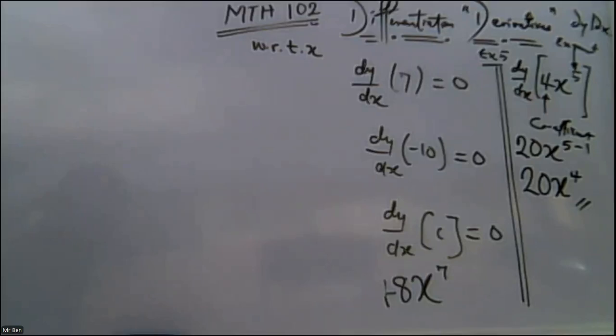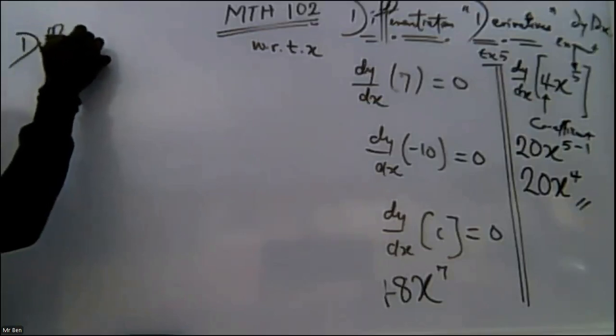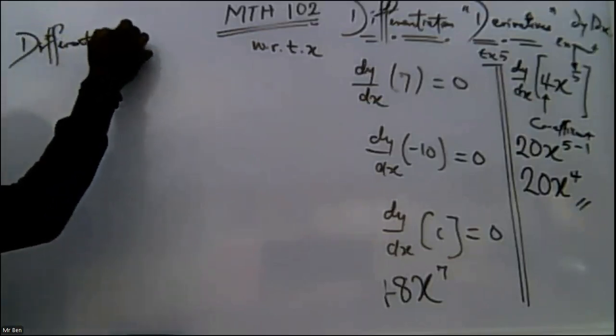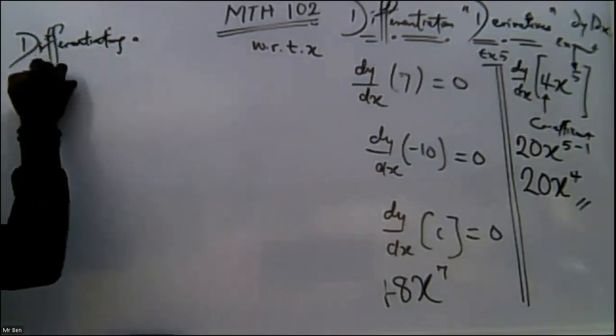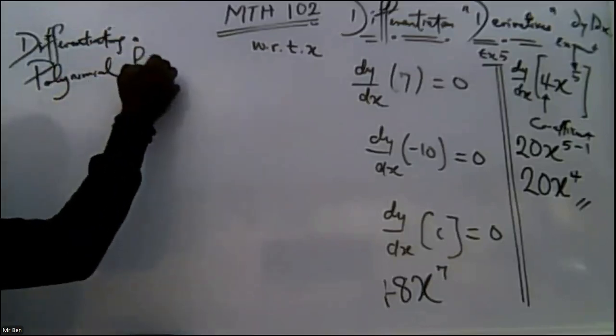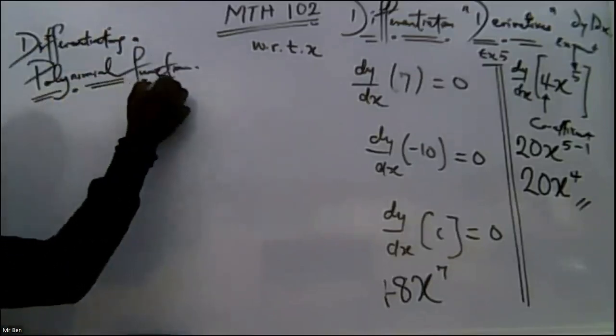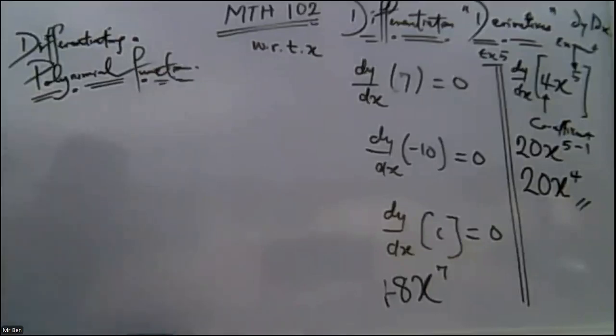Now, I've already taught us what a polynomial function means when we were doing functions and limit of a function. So let me write it on the board. Differentiating a polynomial function. Let's have a polynomial function on the board. Let's have something like this.